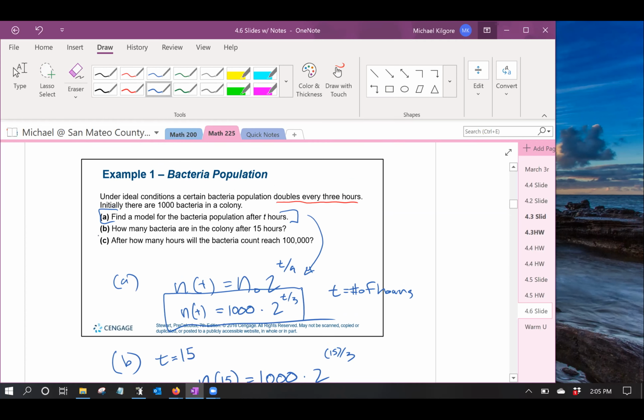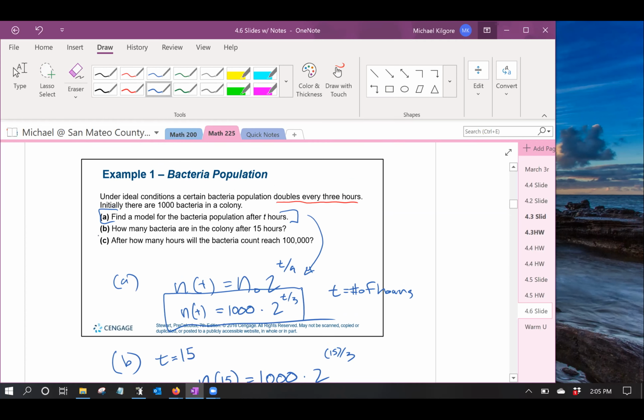What are we trying to solve for? They ask after how many hours. Which variable represents hours? T, right? Bacteria. Which variable represents bacteria? That's my N of T. Victoria, you're right. So what we're going to do is set N of T equal to 100,000 and solve for T. And that is where we're going to need a logarithm.